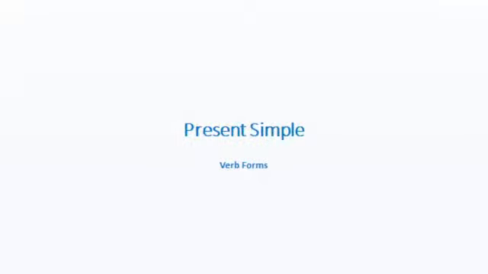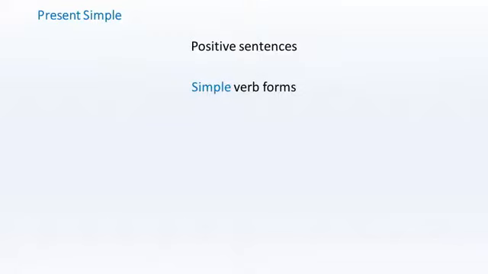Let's have a look at what happens to the verb forms in present simple tense. According to the name of the tense itself, the verb form is very simple. In the positive sentences, it takes the simplest possible verb forms such as sing, drive, or go. It is so in most cases of the subjects.